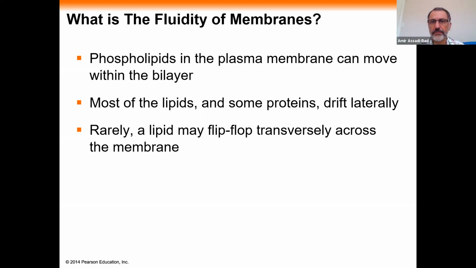Most of the lipid and some proteins drift laterally. So the protein molecules can drift in a lateral way, and rarely the phospholipids flip-flop, okay? It can do that as well. They call it a flip-flop transversely across the membrane.